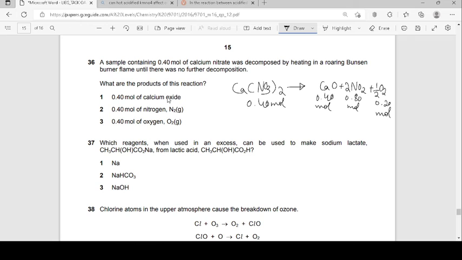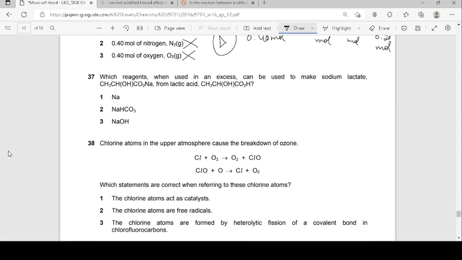Now, 0.40 moles of calcium oxide, that's right, I've mentioned here. 0.40, you don't even get nitrogen. And 0.40 moles of oxygen, no, you get 0.20, so that's wrong, and my answer is D. Done. Easy. Next, which reagents, when used in excess, can be used to make sodium lactate, CH3CHOHCOONa from lactic acid, CH3CHOHCOOH?